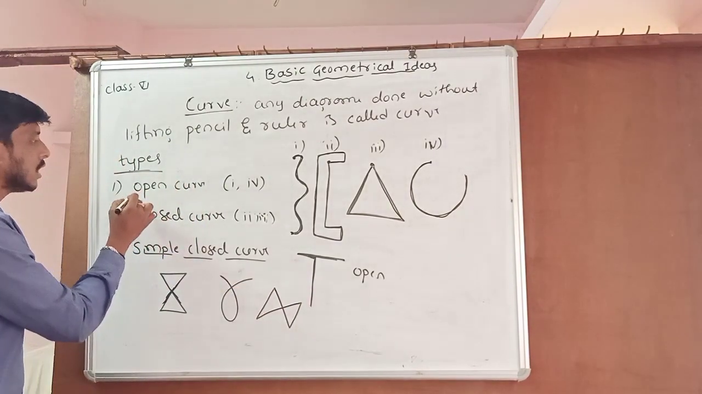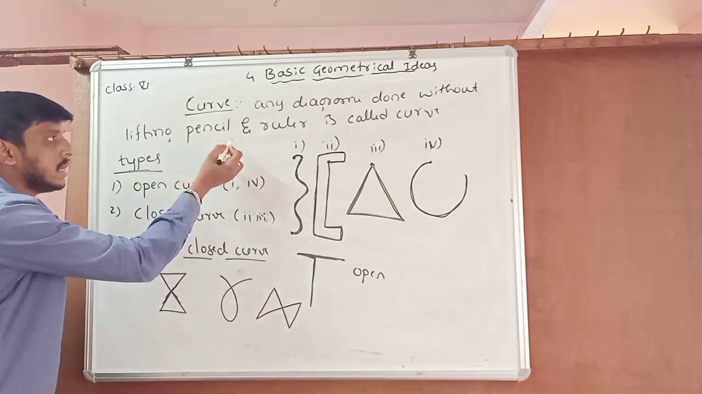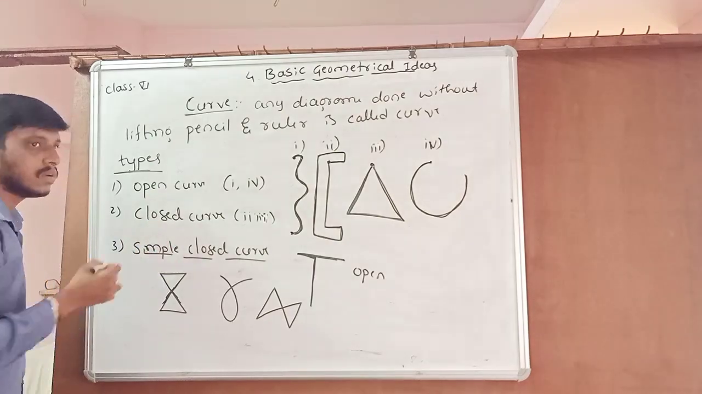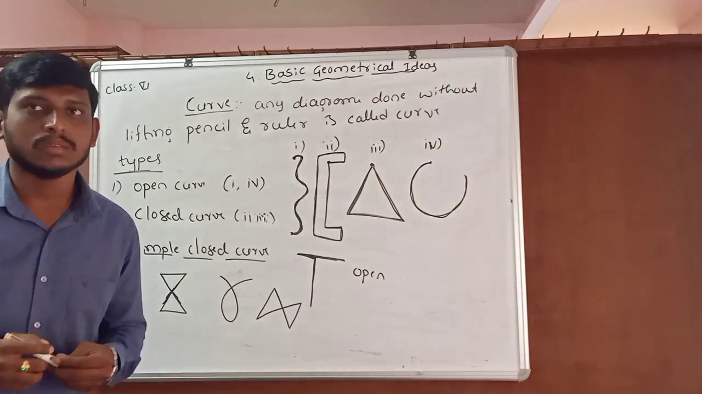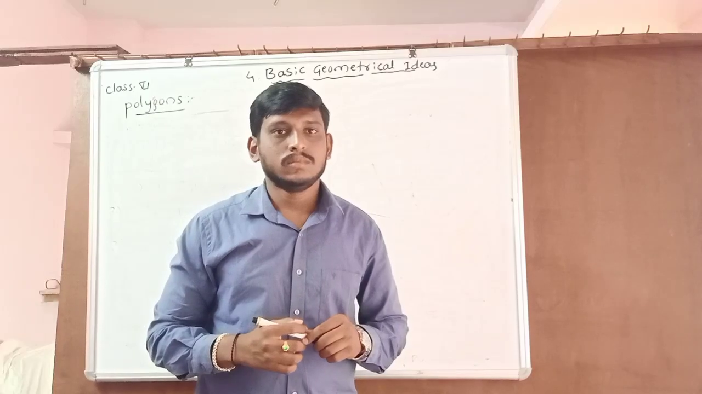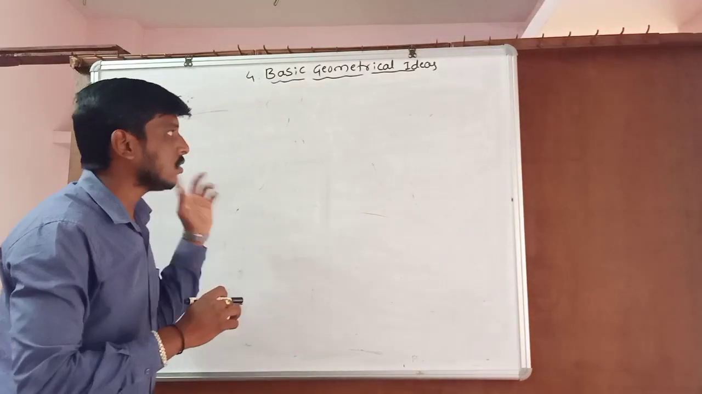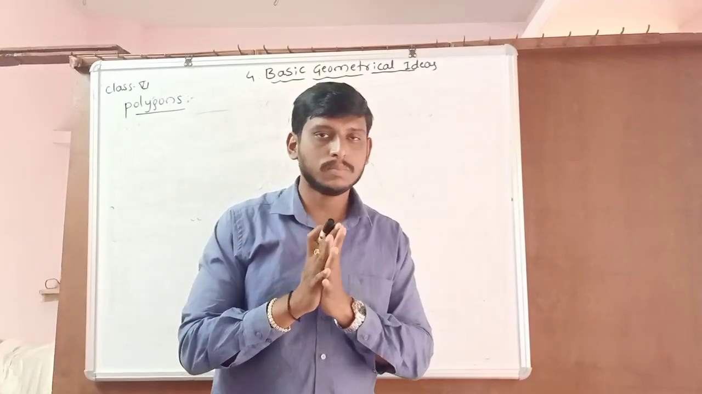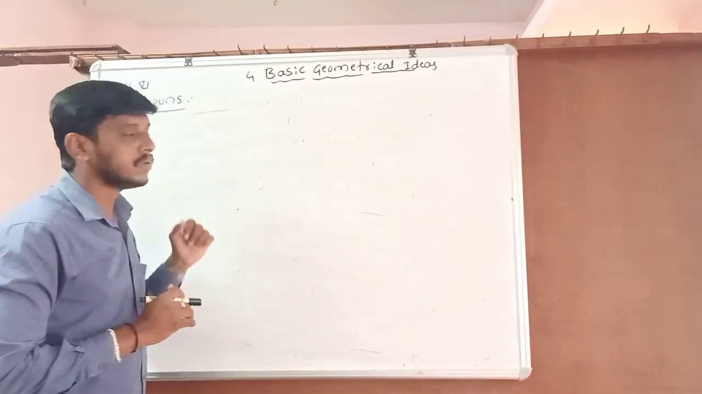So finally we completed curve. What do you mean by curve? And types of curves. So open curve, closed curve, simple closed curve. Okay. So okay students, so the next concept is what? Polygons. So you know the idea about curve, types of curves. So now come to the point, polygons.